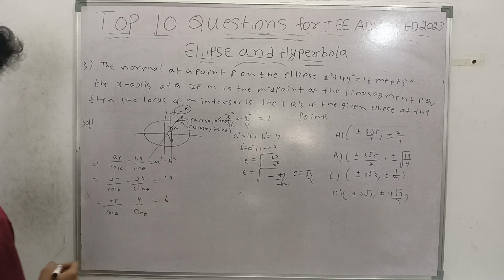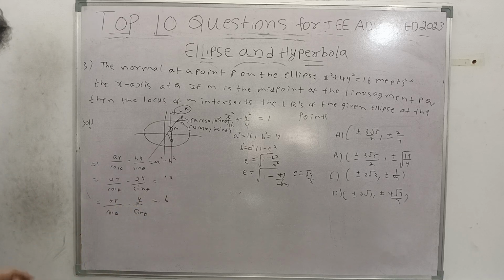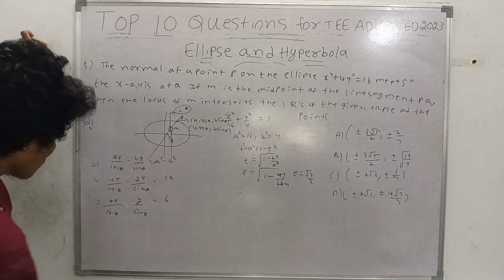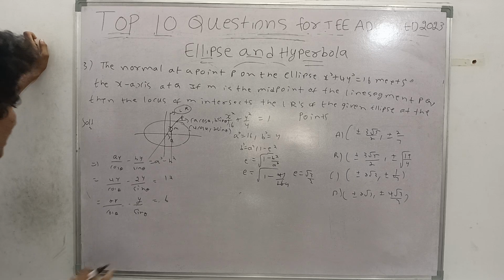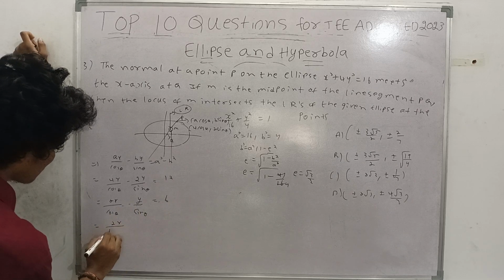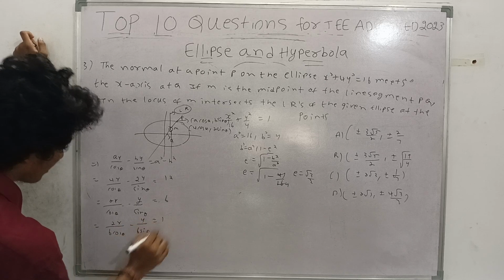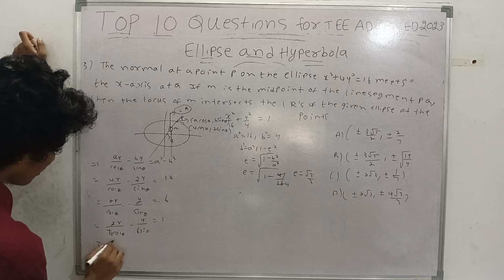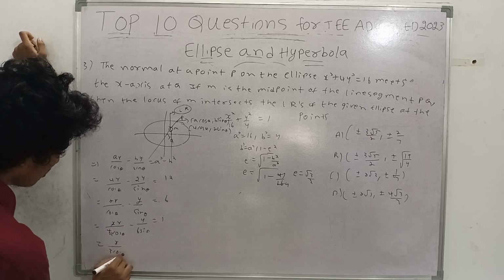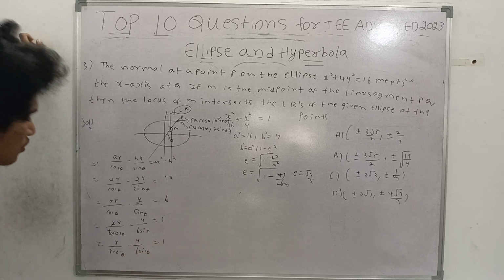Yes, it is correct. Now again, if you divide by 6, that is 2x divided by 6 cos theta minus y divided by 6 sin theta equal to 1. If you simplify like this, it will be x divided by 3 cos theta minus y divided by 6 sin theta equal to 1. So this is the equation.